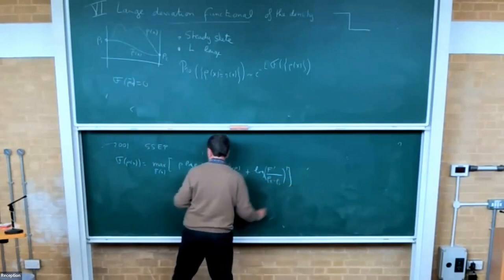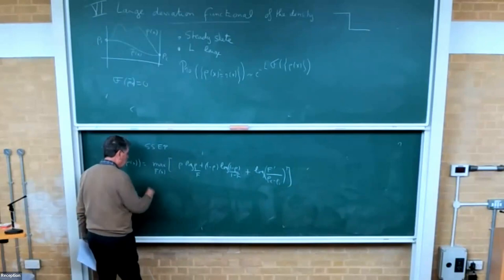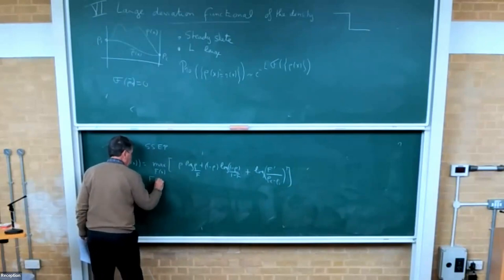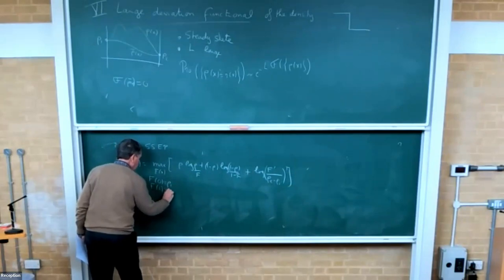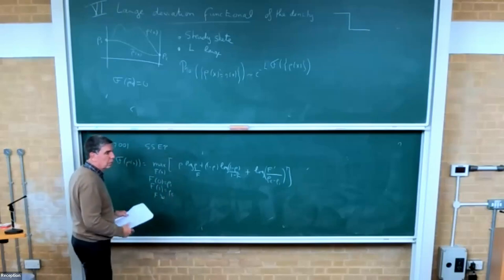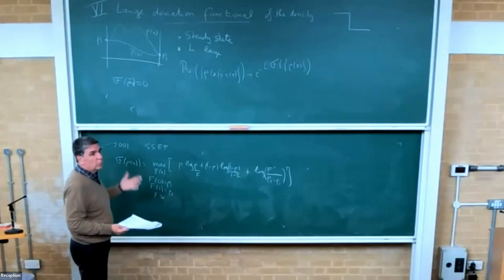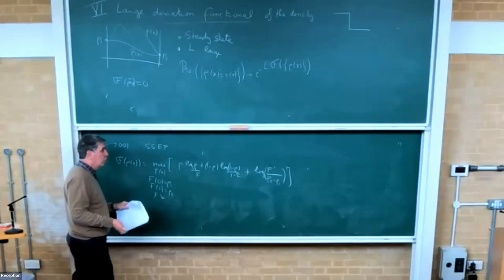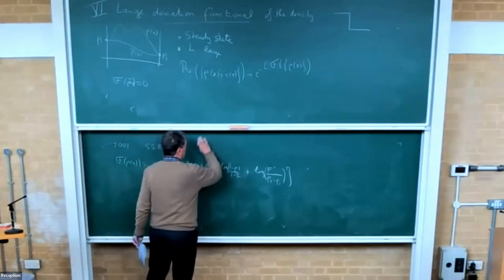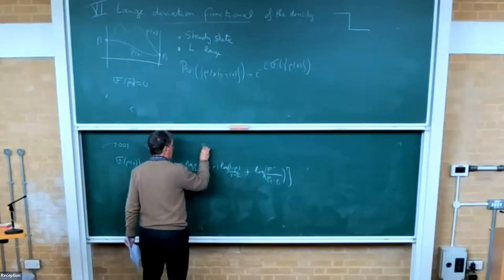It's going to have to find the optimum over the function F, where F of zero is equal to one, F of one is equal to two, and F is a decreasing monotone function. Okay, so this was the formula, and in fact, it was obtained by two different methods.